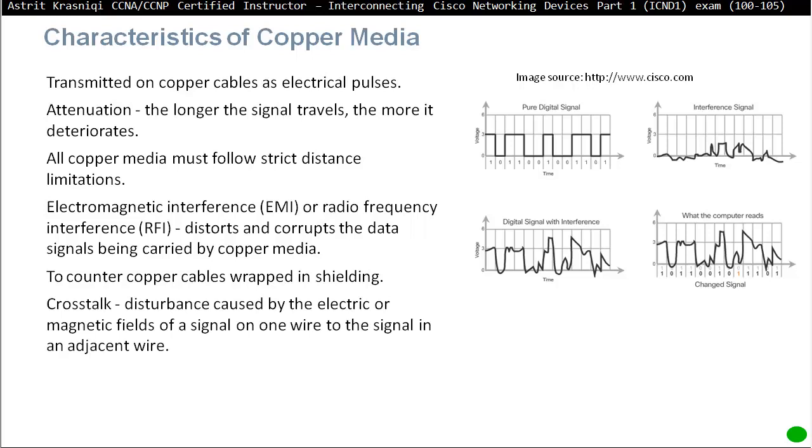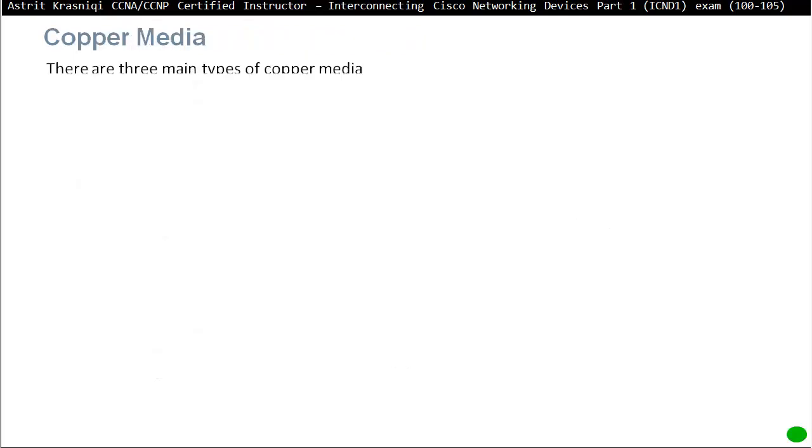Crosstalk is disturbance because of the electrical or magnetic fields of a signal on one wire to the signal in an adjacent wire. So this is like wires inside the cable, they do crosstalk with each other. So one has some kind of interference or disturbance with the other wire. To cancel crosstalk, opposing circuit wires are paired and twisted together.